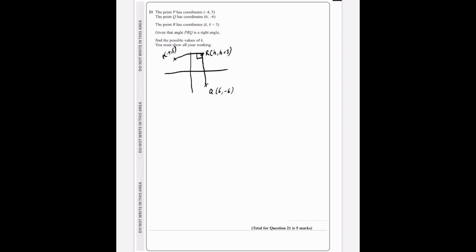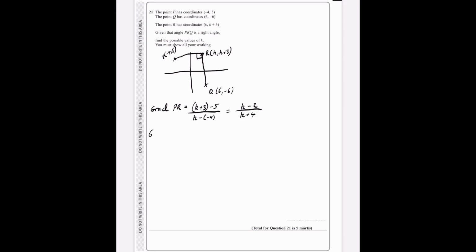Whenever we have perpendicular lines, the product of their gradients will be -1. So we're going to use that fact. P to R, so it's y2 minus y1 over x2 minus x1, or k plus 3 minus 5 over k subtract -4. Simplifies to k minus 2 over k plus 4.